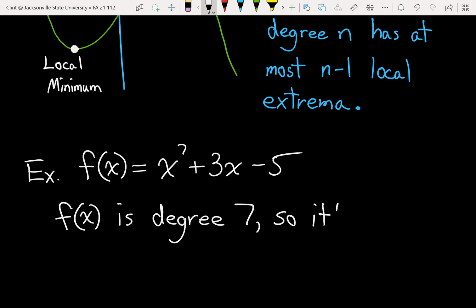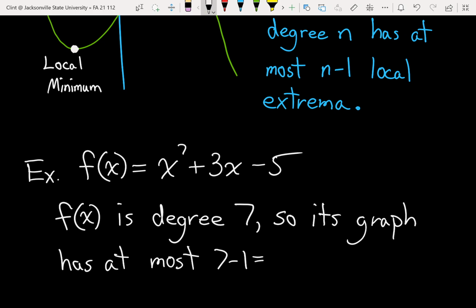So its graph has at most, what's the most number of peaks and valleys it can have? So it's going to be n minus 1, so 6, yeah. So the most peaks and valleys our graph can have on it has at most, sorry. Let's do 7 minus 1, 6, local extrema.